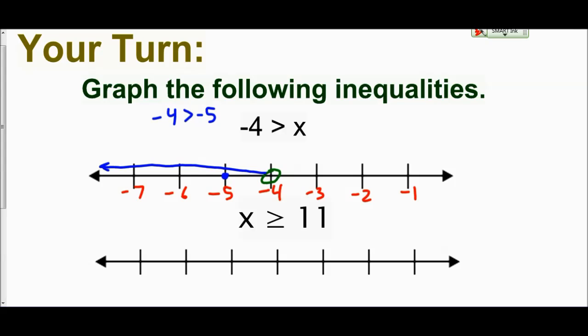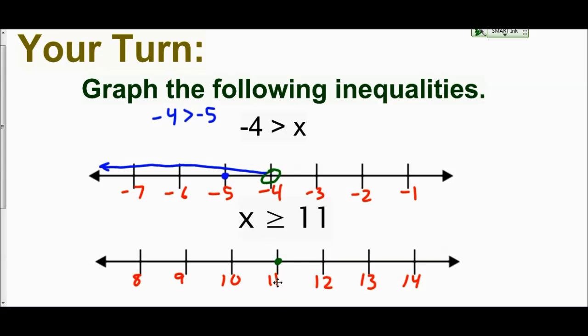Now let's do the other problem. So again, I'm going to start by labeling my number lines, 11, 12, 13, 14, working our way backwards. And these are the easy number lines to make. Then again, first thing I'm going to look at, is it going to be an open or a closed circle? So this one, well, it's going to be a closed because I have the equals bar. So I'm going to draw my closed circle.